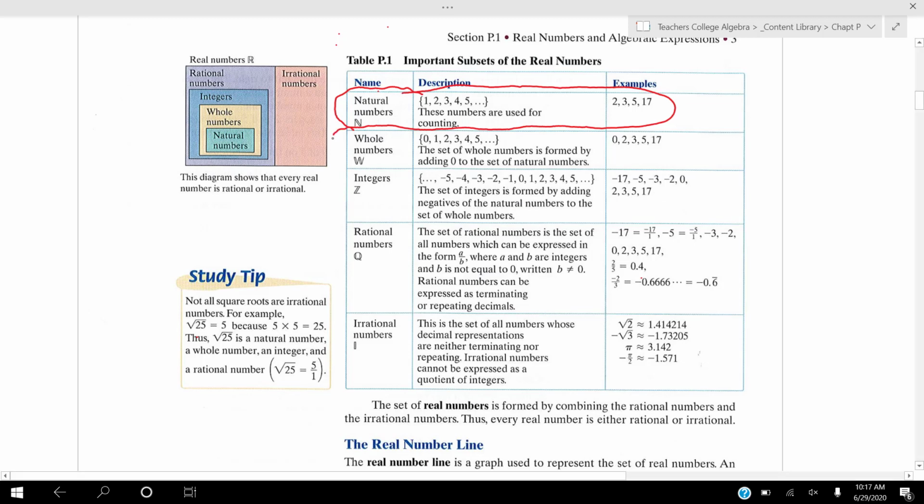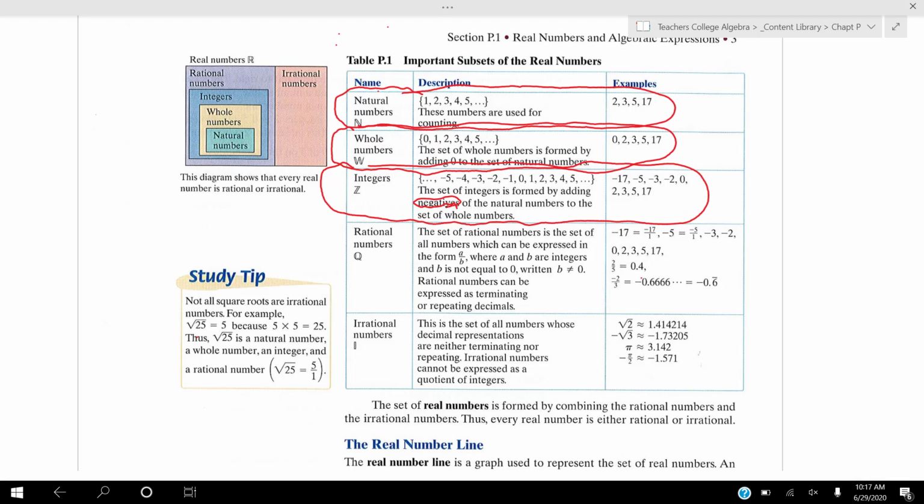Now your whole numbers are all those natural numbers, and it also includes 0. So you've got 0, 1, 2, 3, 4, 5, and so on and so forth. Now the integers are all those whole numbers and their opposites. So notice we're going to be putting in the negatives here. The negatives are also included in your integers. So your integers include -5, -4, -3, -2, -1, 0, 1, 2, 3, 4, 5, and so on and so forth.